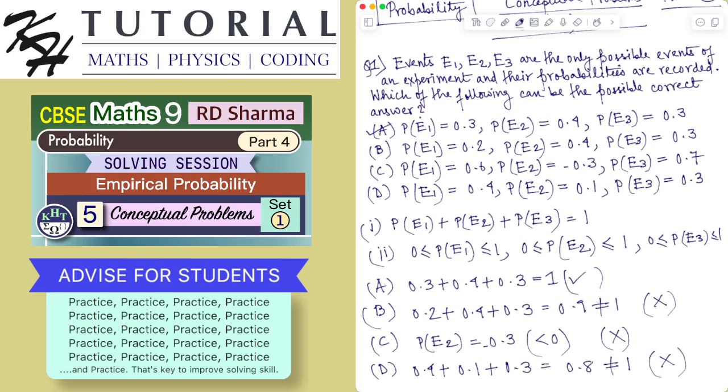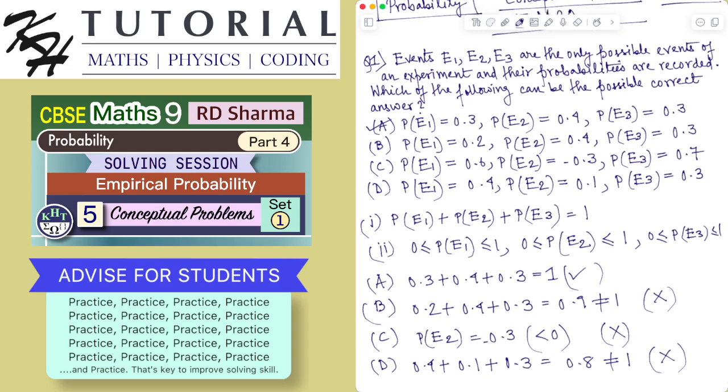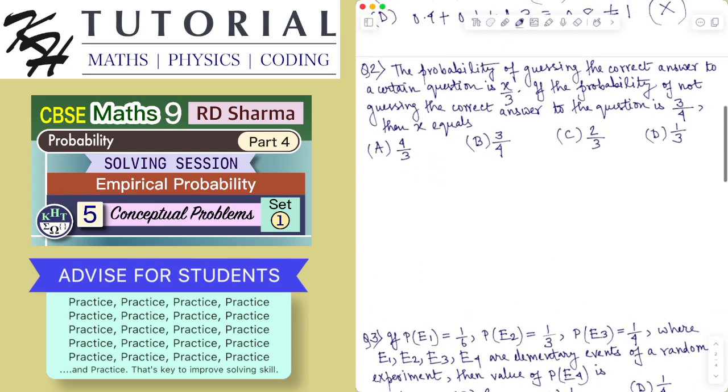So always remember that for any random experiment, if you are given that some events are all the possible events or outcomes, it also means that they are all the elementary events, and in that case the sum of the probabilities of all the elementary events of a random experiment is always equal to 1. Let's see question number 2.